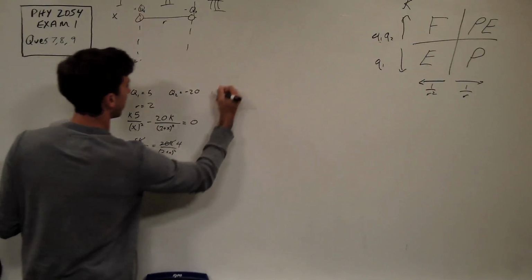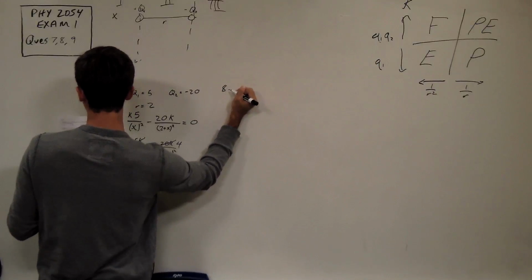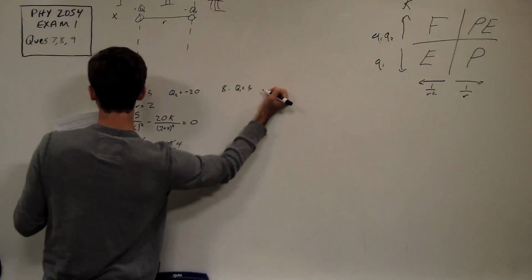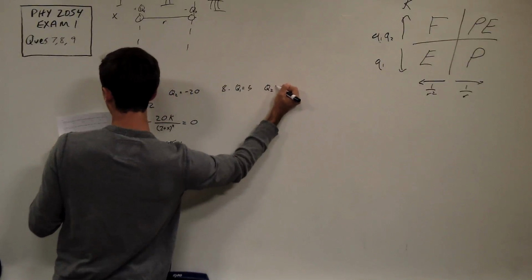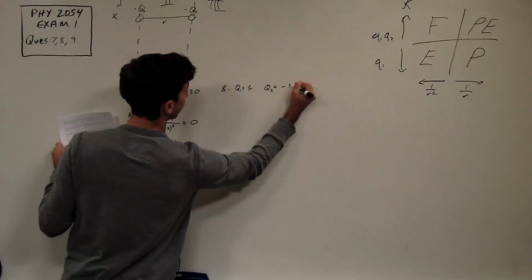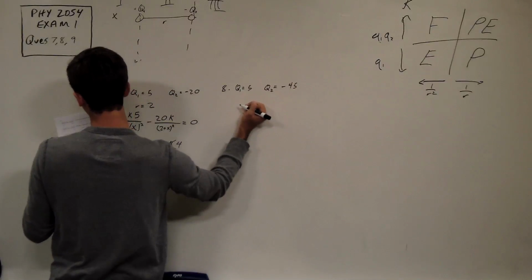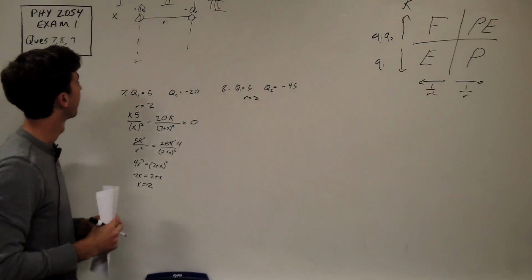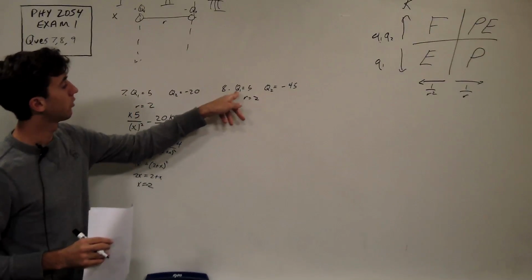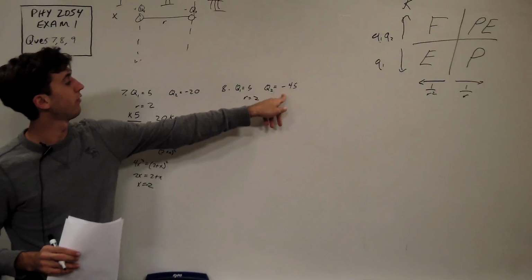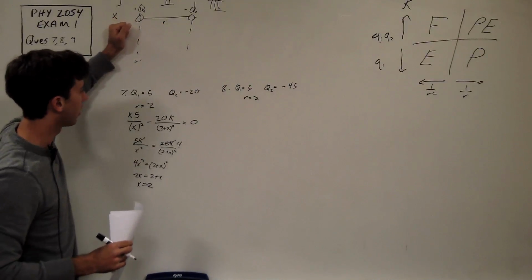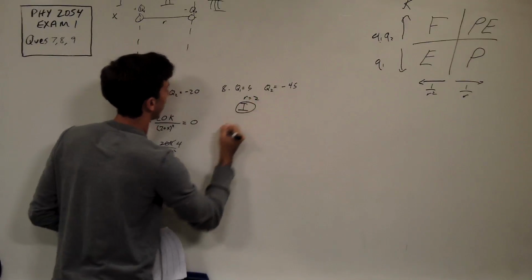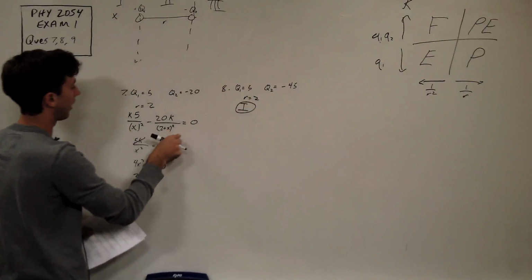Problem 8 is set up with Q1 equals 5, Q2 equals minus 45, and R is 2. Great. Once again, the absolute value of 5 is less than the absolute value of 45, so it will be in region 1. Okay? Region 1. So now we can set it up just like we did before.